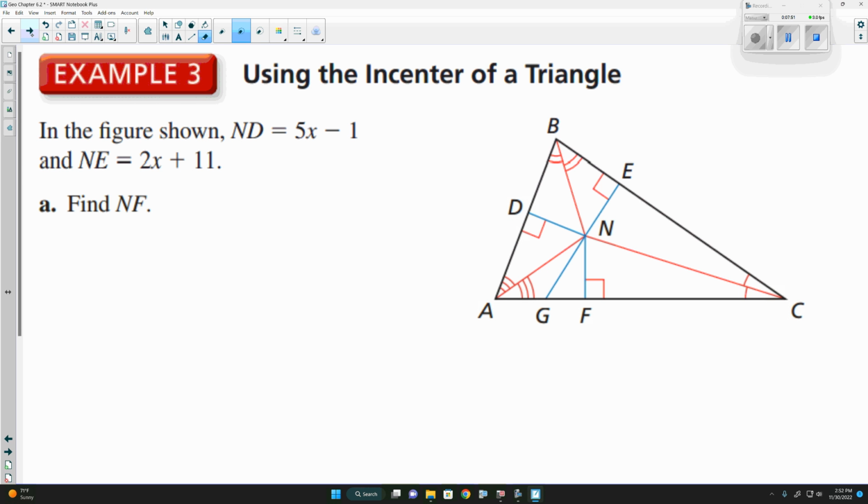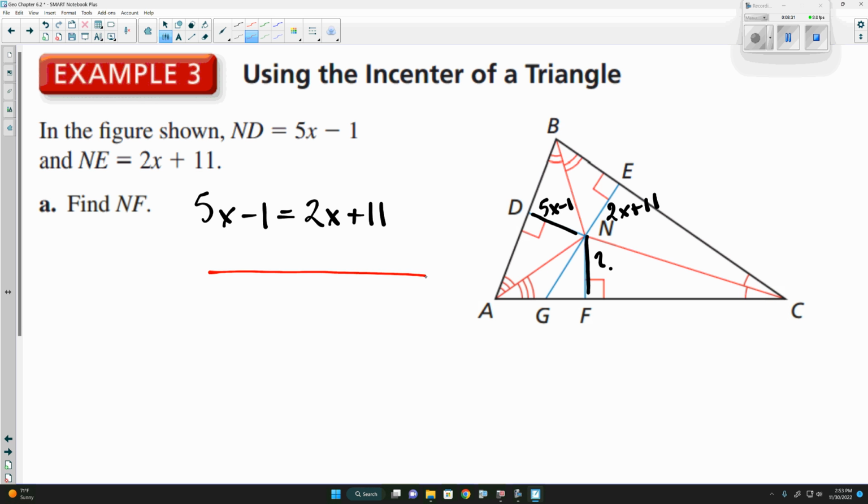In the figure shown, ND is 5x minus 1. NE is 2x plus 11. Find the length of NF. Well, we know that they're all equal to each other, so we can set 5x minus 1 equal to 2x plus 11 because point N is the incenter, so these lengths are congruent. This helps us because now we can find the value of x, plug it back in to solve for the length.